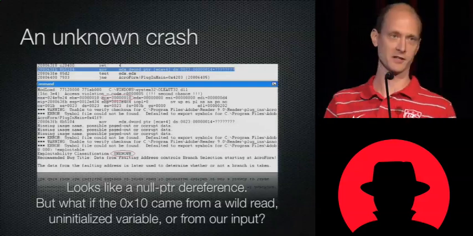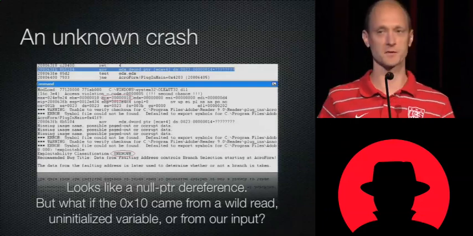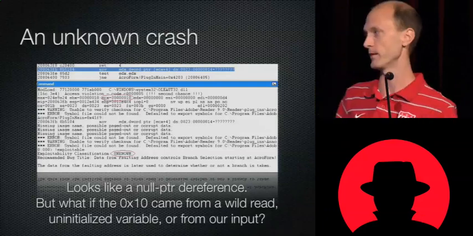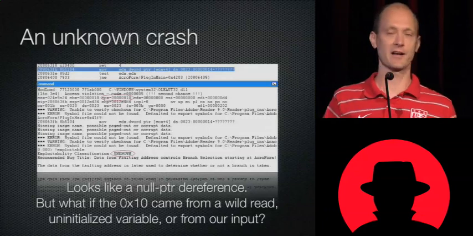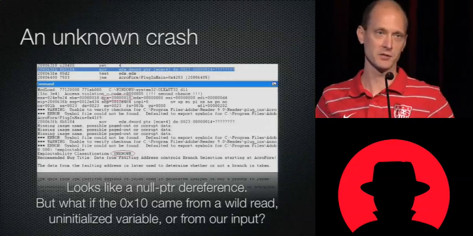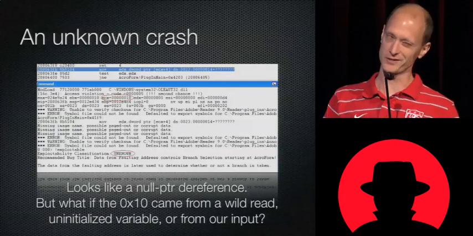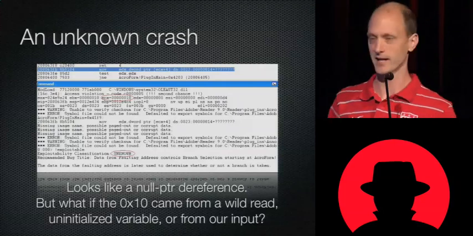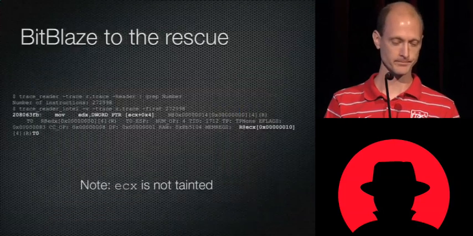Or maybe the 10 or the 0 came from an uninitialized value, from some buffer that hadn't been initialized, and had I arranged things, I could have controlled that. Or maybe that 10 came from my input. I had this big file, maybe there was a 10 in there, and it used that, and I could have set it to anything I wanted. I'm pretty sure this thing's not exploitable. My gut tells me it's not, but there's still this nagging doubt. What BitBlaze can do is really quickly get rid of that doubt for you.